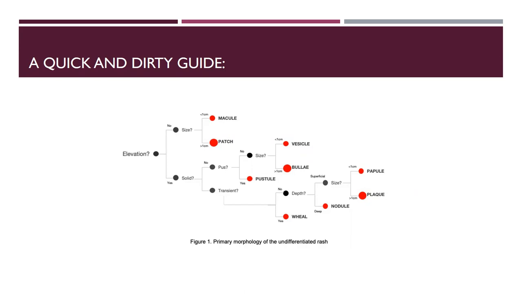And then if it is fluid filled, the question is, is that fluid clear or is it purulent, basically? If it's purulent, it's a pustule. If it's clear, it's either a vesicle or a bulla, and that again depends on size, with a centimeter being the cutoff.